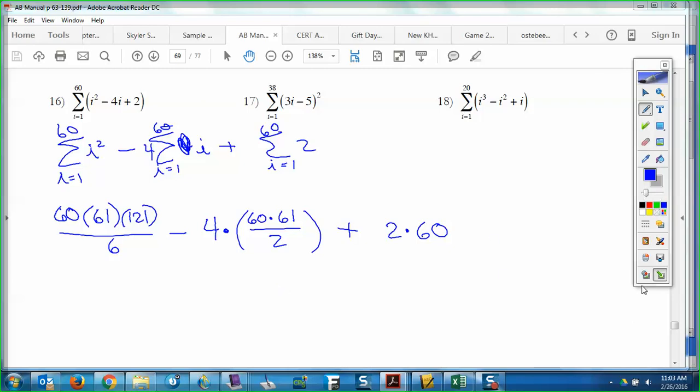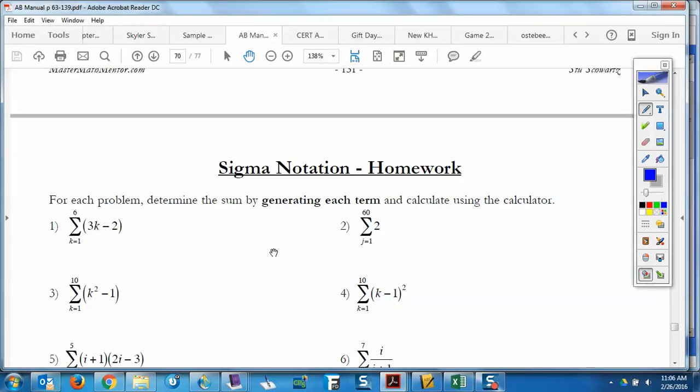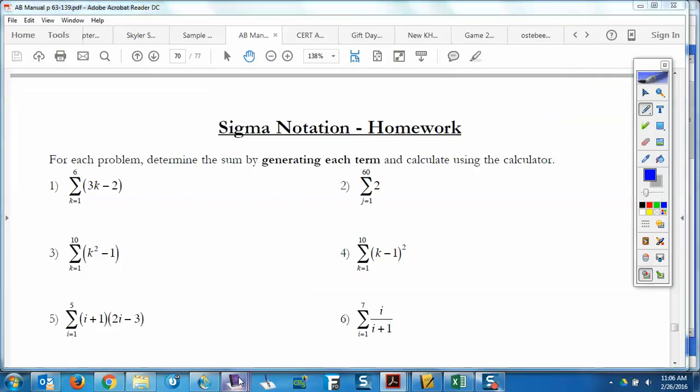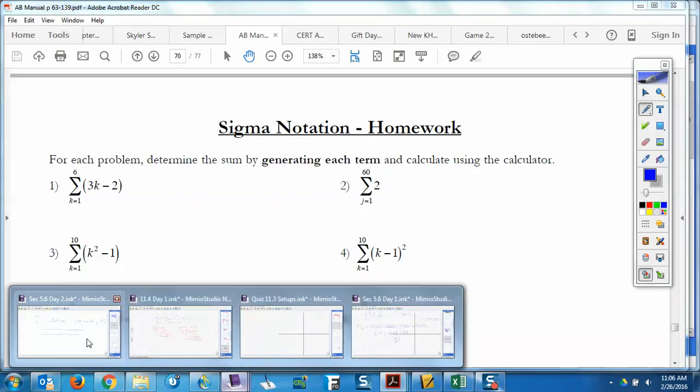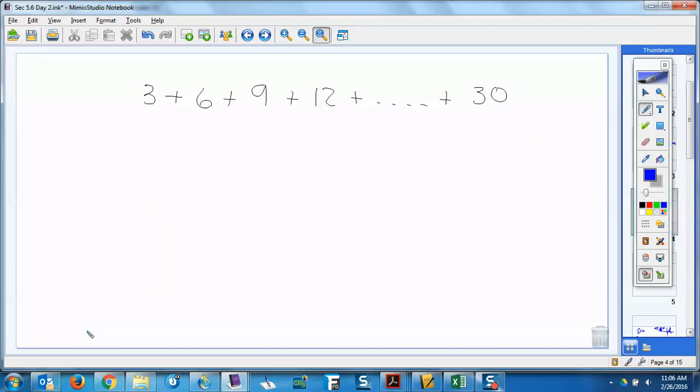So that's far enough probably on the sigma. Yeah, that's far enough on the sigma. We got to know enough of it, though, to move along.